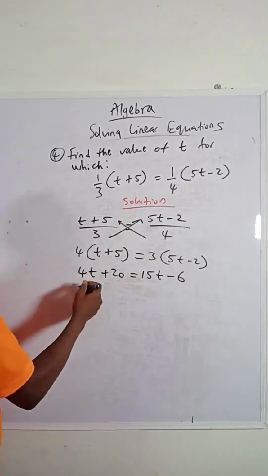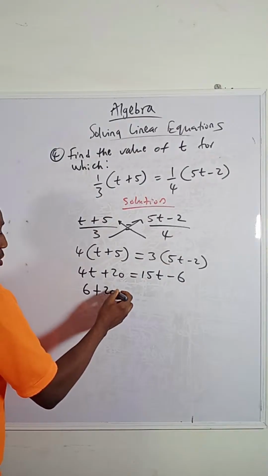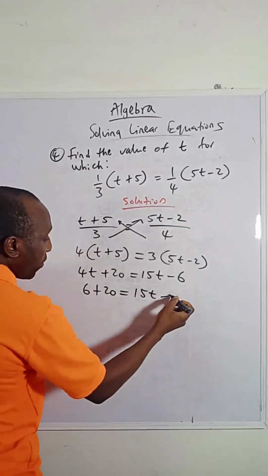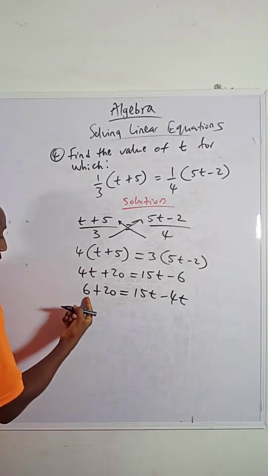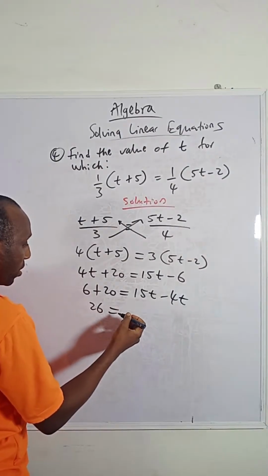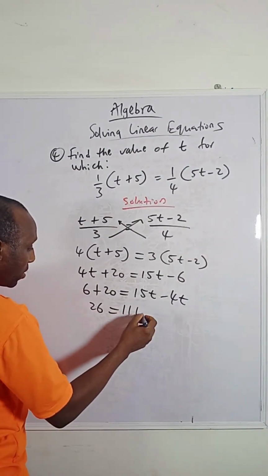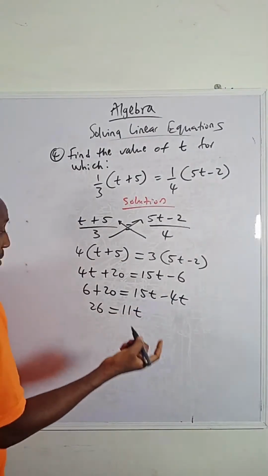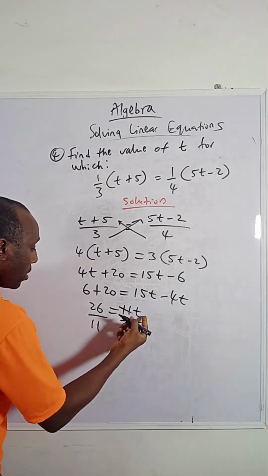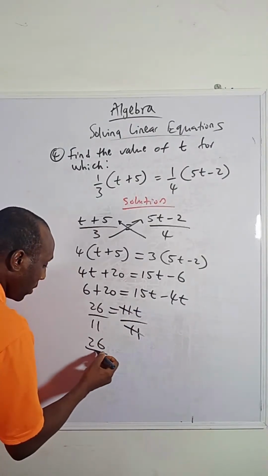Minus 6 over here becomes what? 6. So plus 20 is equal to what? That's 15t, right? And then minus 40. Are you seeing that? What's 6 plus 20? That's 26. And 15t minus 4t is what? Is 11t, right? So divide both sides by 11. Here by 11, here by 11. This cancels this. 26 over 11 is what I have.